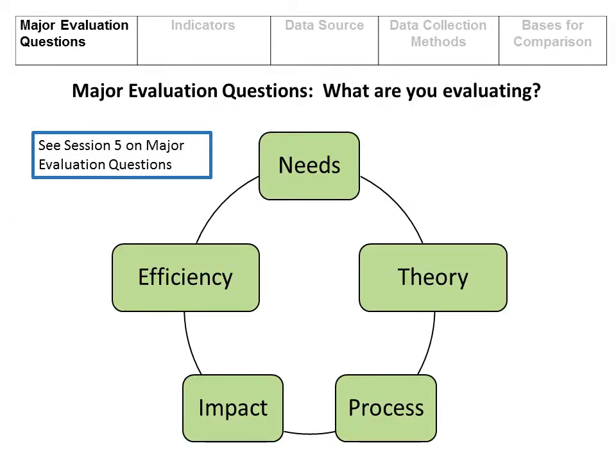So let's take a closer look at the components included in the evaluation matrix. First, there is the major evaluation question column. We reviewed major evaluation questions in Session 5. In this column, you simply list the major evaluation questions. These questions may, as we discussed in Session 5, be linked to an evaluation of the program's needs, theory, process, impact, or efficiency.